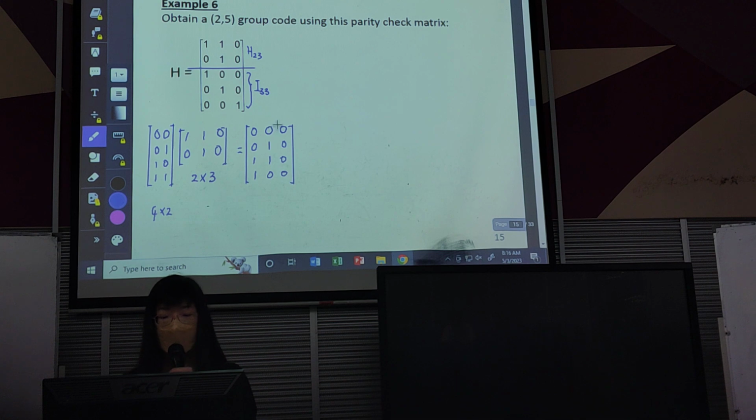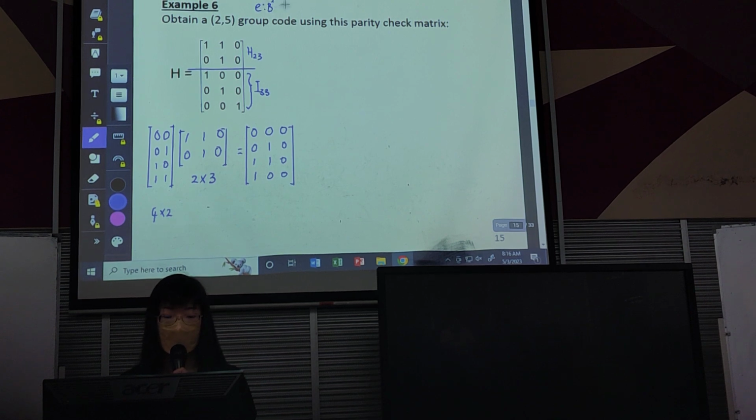Now, this is the outcome that we have after you multiply the 2x3 matrix here with the 2 bits in front. And the outcome is actually the extra bits. Because you see this, they say obtain a (5,2) group code, meaning that now we encode from 2 bits to 5 bits. We send a message with 2 bits, the person who receives will get a 5-bit message. So the extra 3 bits are from here.